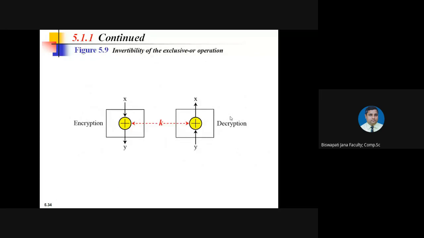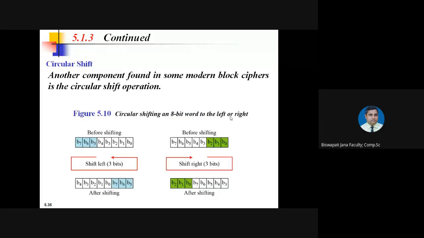Now come to another, which is called the circular shift. What is circular shift? Simple, you know the shifting. Suppose we have a data stream B0, B1, B2, B3, B4, B5, B6, B7, and we perform the shift operation, shift left by 3 bits.